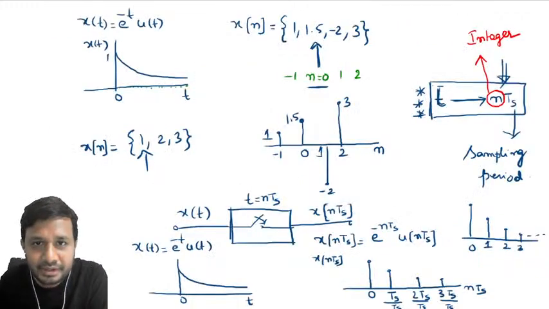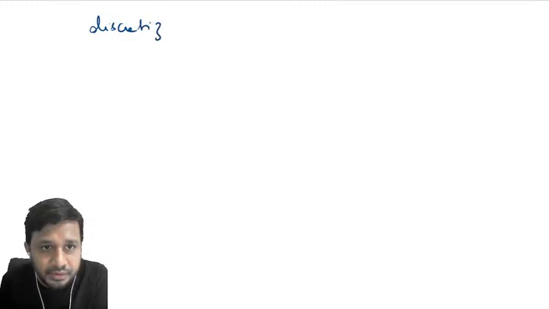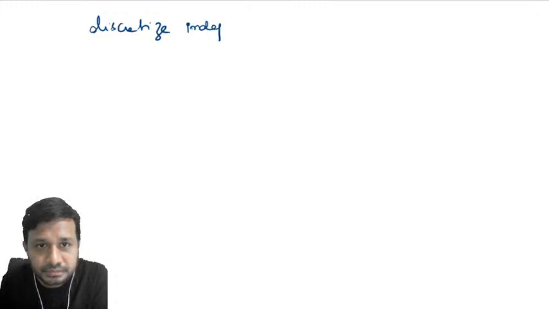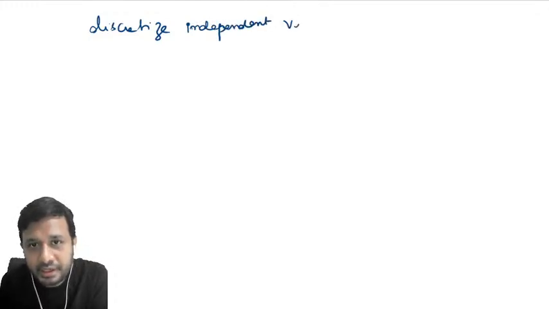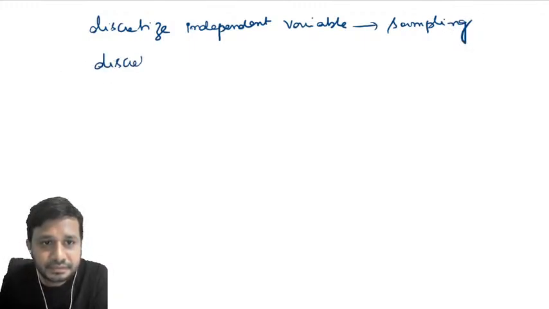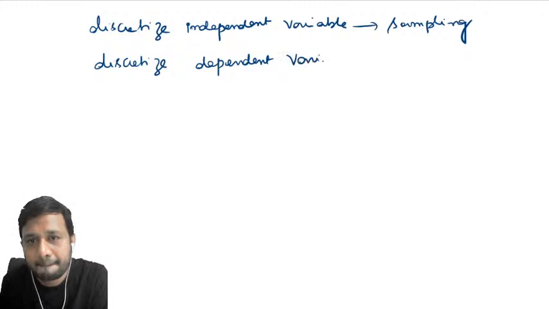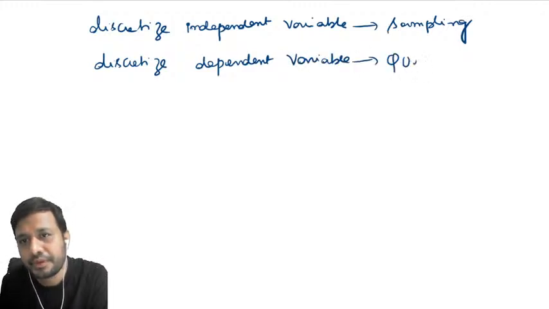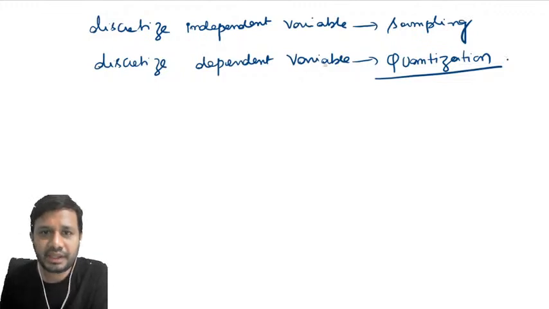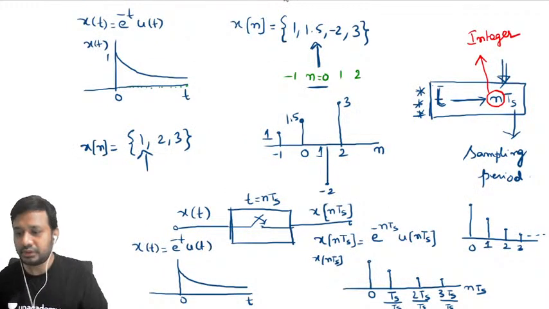Let me write that. Discretize independent variable: sampling. Sampling is very interesting, one of my favorite topics. Discretize dependent variable: go for quantization. So this is the classification. Hope you are all comfortable, my dear students, right?